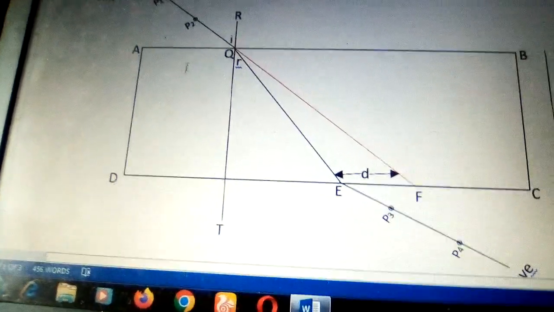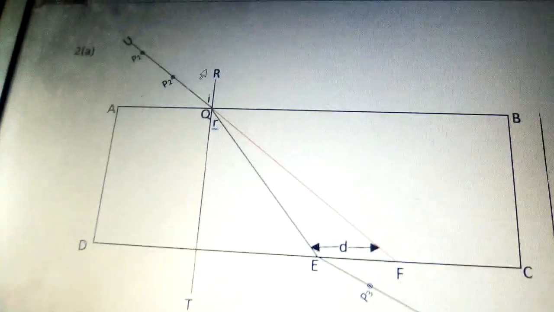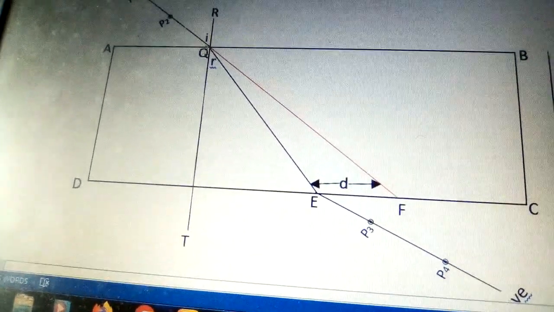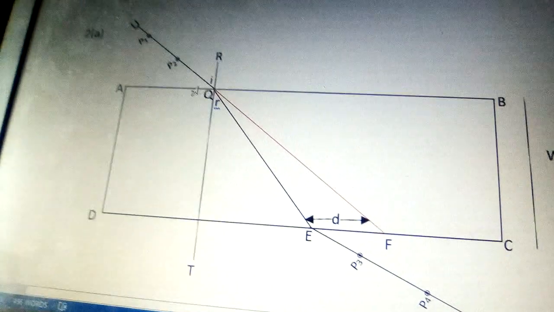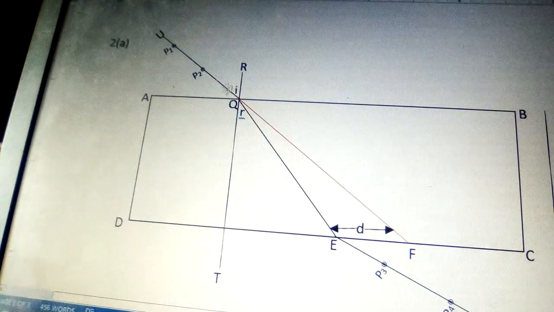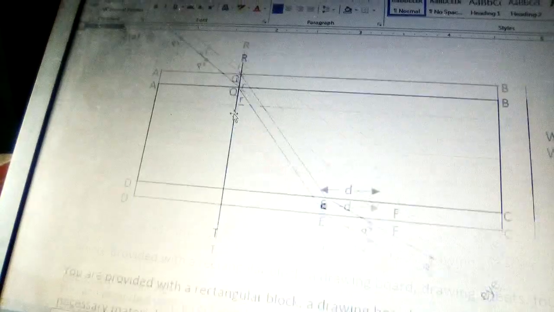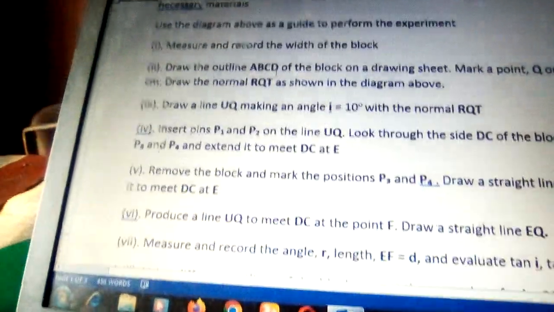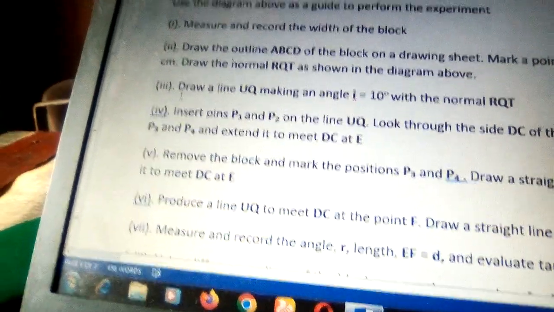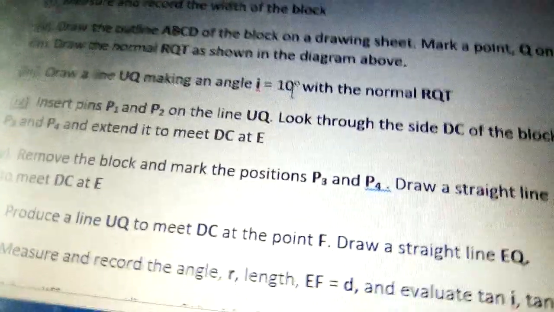After I've done that, we'll draw the normal RQT, that's a straight line. And then mark an angle of 10 degrees here. That is the angle of incidence, using a protractor. Okay, let's go back to the question. We are done. Number 3, draw a line UQ making angle i of 10 degrees with the normal RQT.